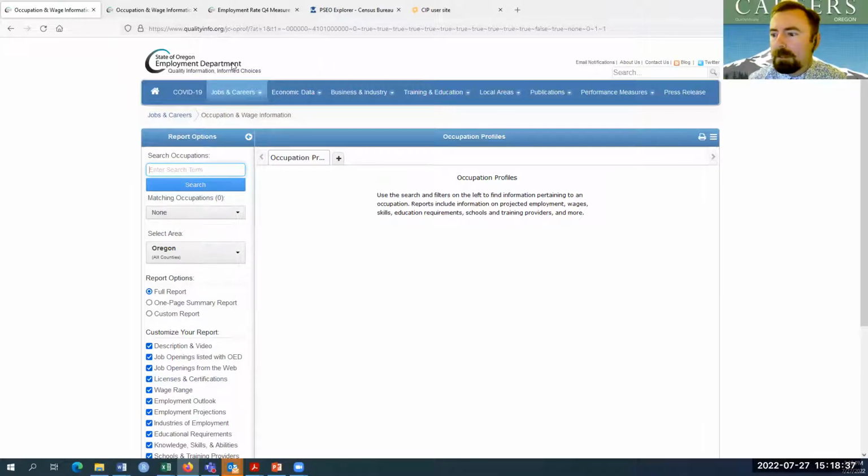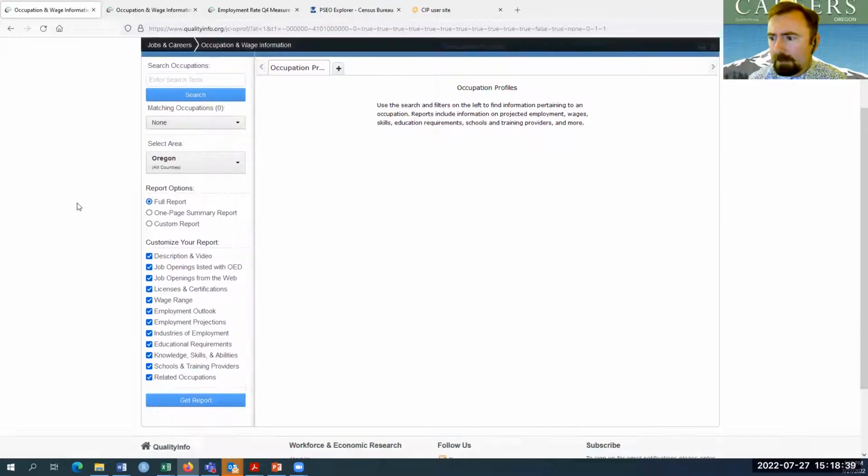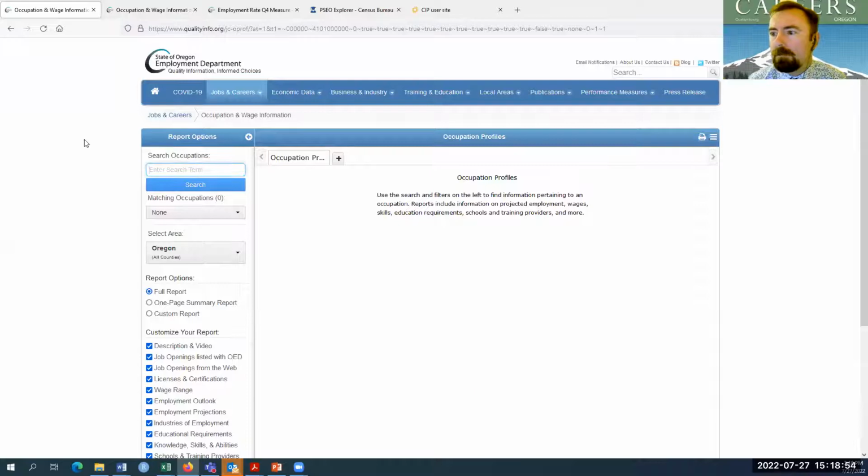The profile is designed so that you can just basically pull all the information that we have available, or you can customize it. In order to customize reports, you can select or deselect various categories of information. And based off of the request, we can pull the information for the state as well as various workforce areas.